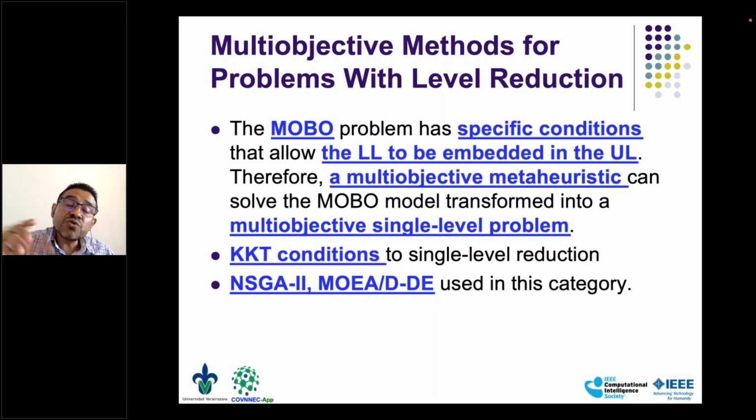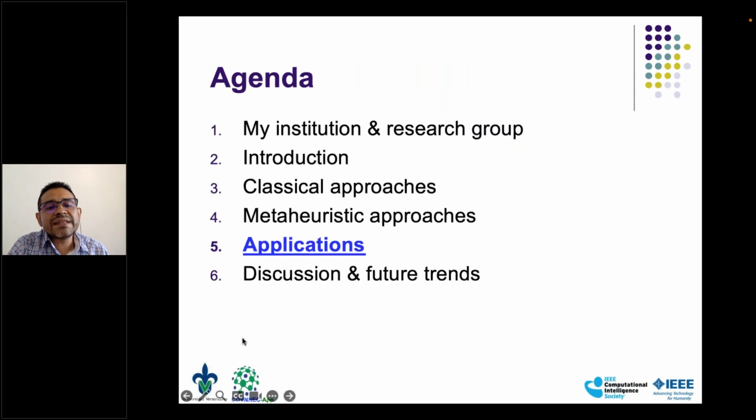Karush-Kuhn-Tucker conditions can be used to transform these two-level problems into a single level problem, okay? So this is a bird's eye view of the efforts that have been made to solve multi-objective bilevel optimization problems, both from the classical techniques and the approximate techniques, like meta-heuristic approaches.